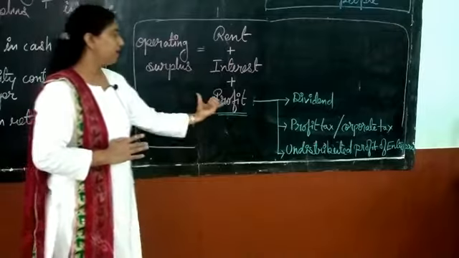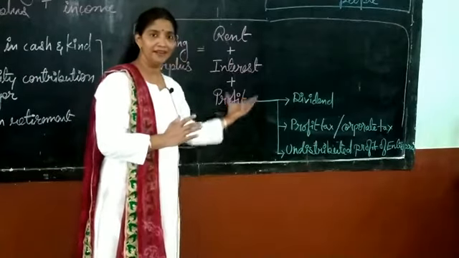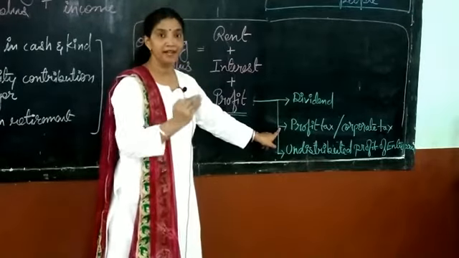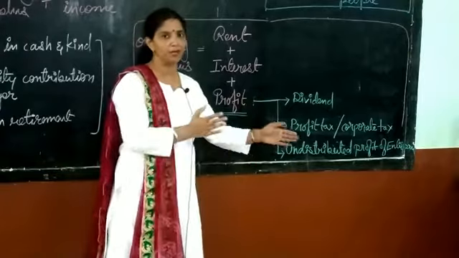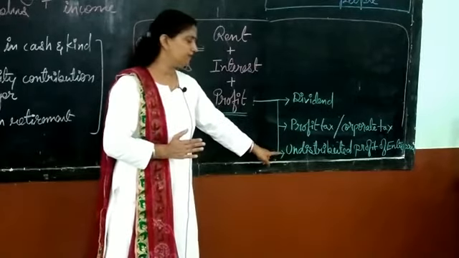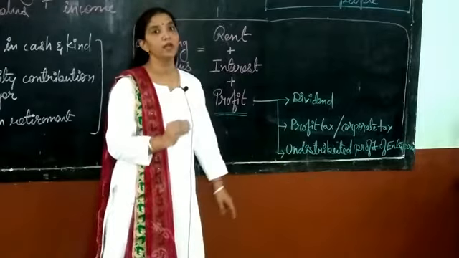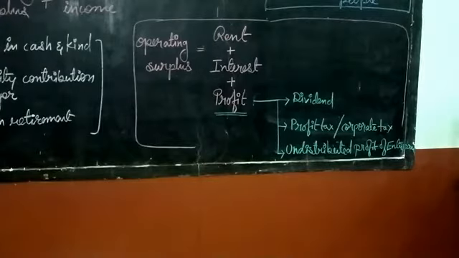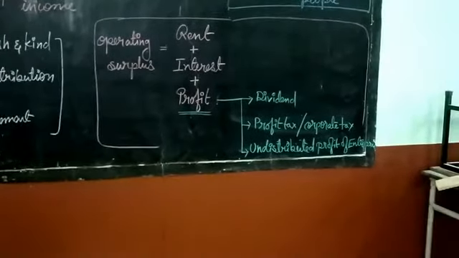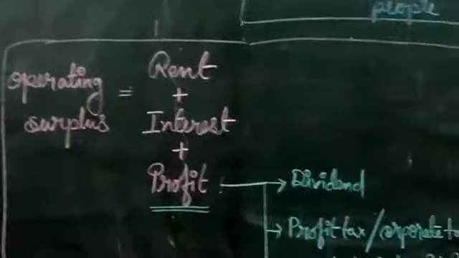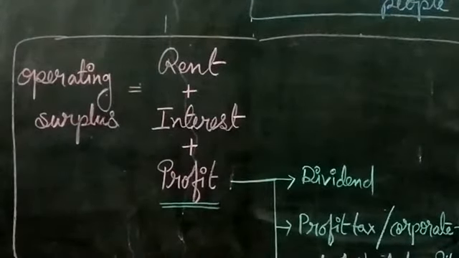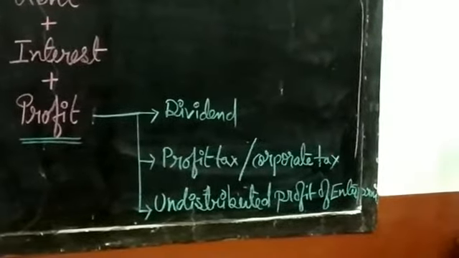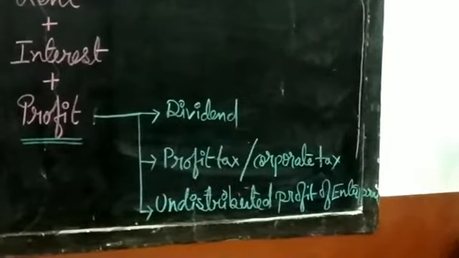And profit is also divided into a few terms. First, dividend. Second, profit tax or corporate tax, which are similar. And the third is undistributed profit of sole entrepreneur. This is all about operating surplus. Operating surplus equals rent plus interest plus profit, and profit includes dividend. Dividend is a share of profit which is distributed to shareholders.